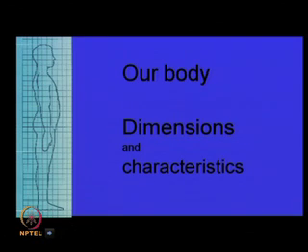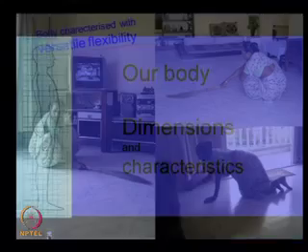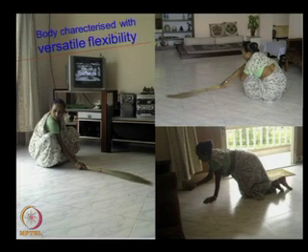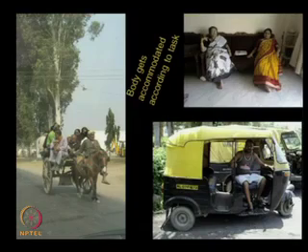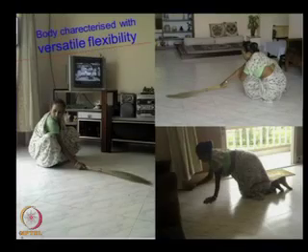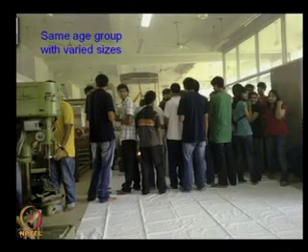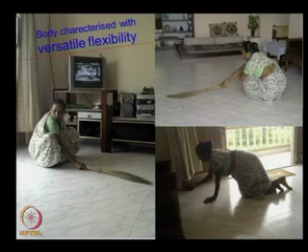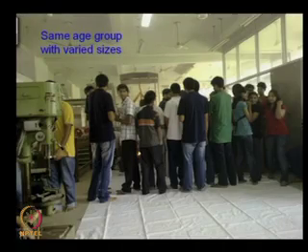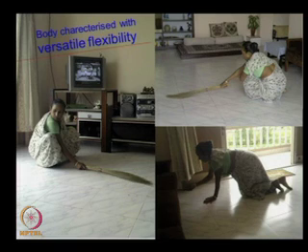Now, our body dimension and characteristics. Now, the body is characterized by a versatile flexibility. The person can have different positions like this, then he can extend his arms and body, even he can take a specific posture. So, for a certain task, the person needs to follow varieties of body movements.